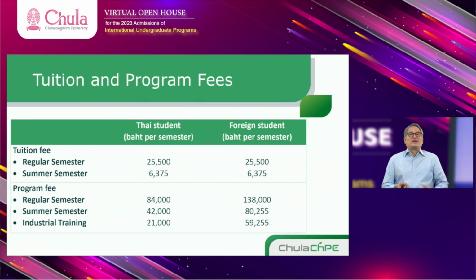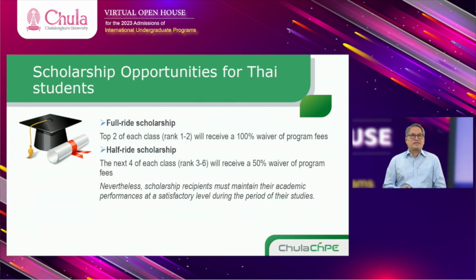Okay, so the tuition fee. There are two components. One is a tuition fee of 25,500 baht, which is paid to Chulalongkorn University. Then there is a program fee of about 84,000 baht, paid to our program, for a Thai student. But foreign students pay a little more, 138,000 baht. But don't worry, we have scholarships.